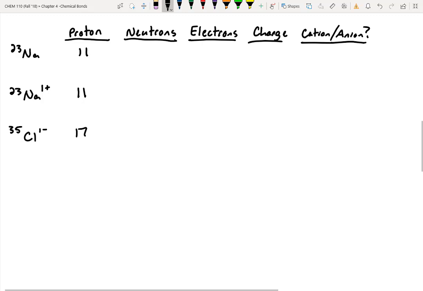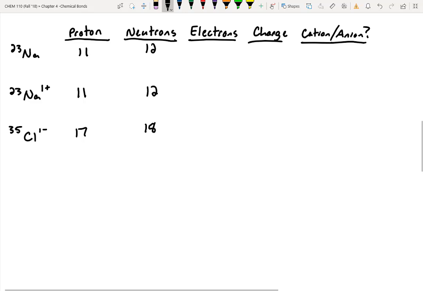Now let's jump to neutrons. We know that the mass number, meaning the number in the top left-hand corner, is the number of protons plus neutrons. So all we need to do is subtract 11 from 23. And that would give us 12 neutrons. Same thing down here. 11 from 23 is 12. All right, what about the last one for chlorine? How many neutrons will it have if it's chlorine 35? 18. Hopefully everybody can do subtraction.